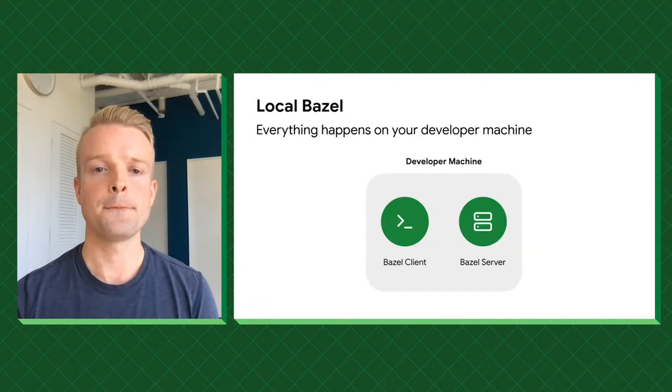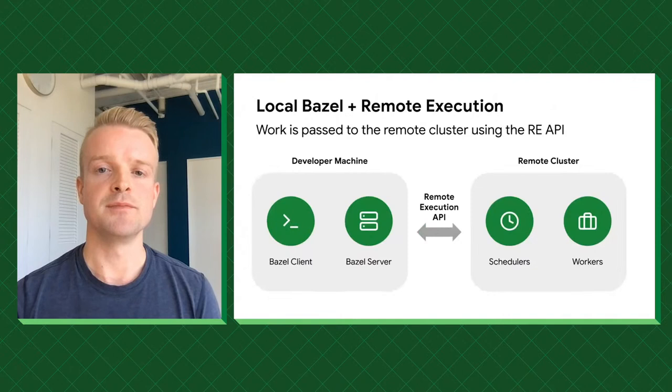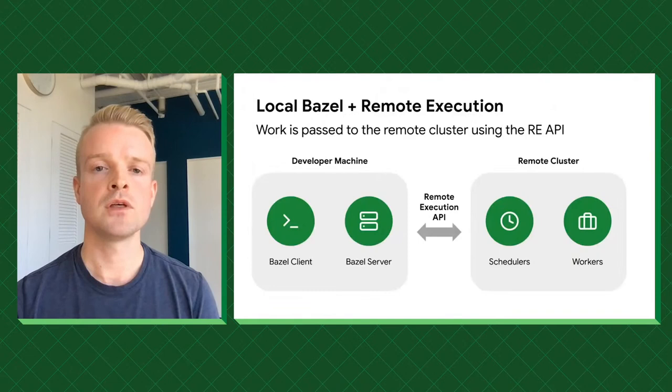Now, when we add remote execution to the mix, we add a remote cluster in addition to the developer machine. The local Bazel server communicates with the remote cluster via the remote execution API. This means we've now made a trade-off. Now, we're no longer bound by the local CPU and memory constraints of our developer machine, but we're now at the mercy of our network connection. If you have slow upload speeds or a flaky internet connection, you're likely going to have a bad time.